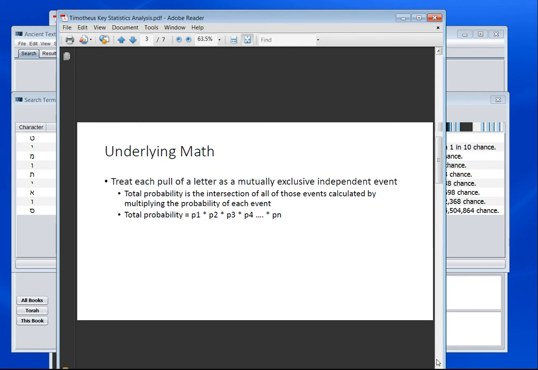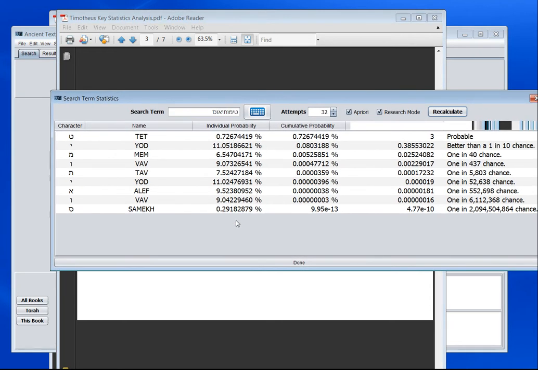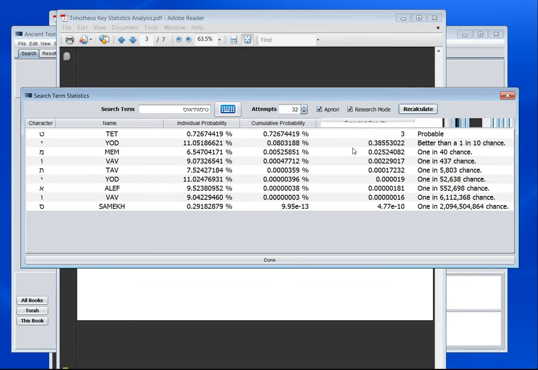Okay. The underlying math, we treat each event as an independent, mutually exclusive event. So he finds a character, and he determines the next character of his name is 16 characters away. So each character thereafter has to be found at exactly that length. They're independent events. So if you had just a bin of scrambled letters, each event is independent, and they have individual probabilities. So the total probability is the multiplication of each of the individual probabilities. That's how this is calculated, and you can see we have individual probabilities, and the cumulative probability is the multiplication of each additional event factored in, and it continues to build and build and build until you get to this final number here.